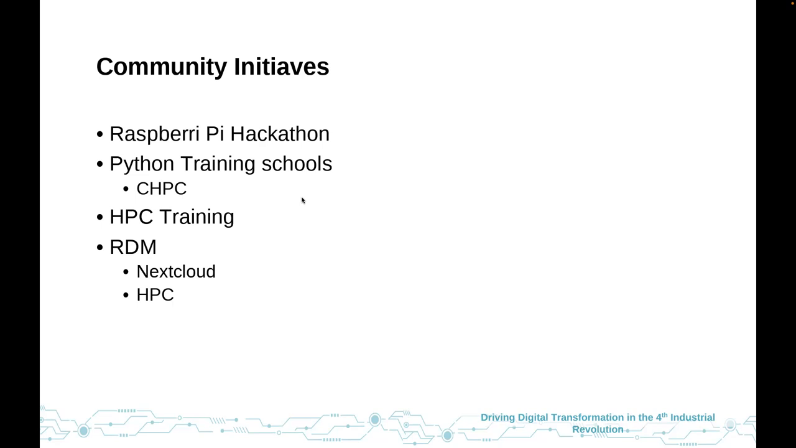And then RDM, one of the biggest things that came out was data. Where do I store my data? What do I do with my data? How do I keep my data safe? And then we said, okay, let's look at Nextcloud. That's our on-prem, for us by us cloud environment, where we give them storage space, make sure it's secure, as secure as we can make it, as well as the HPC.